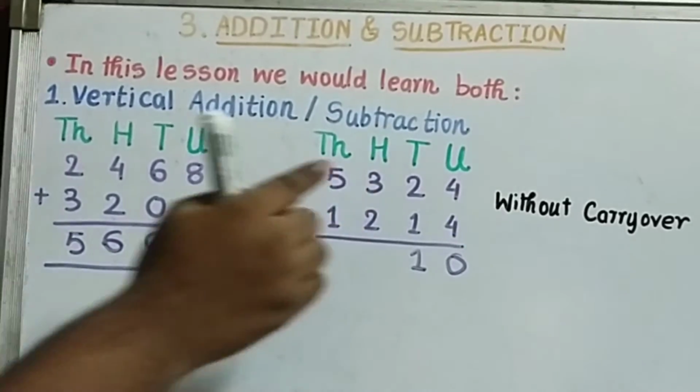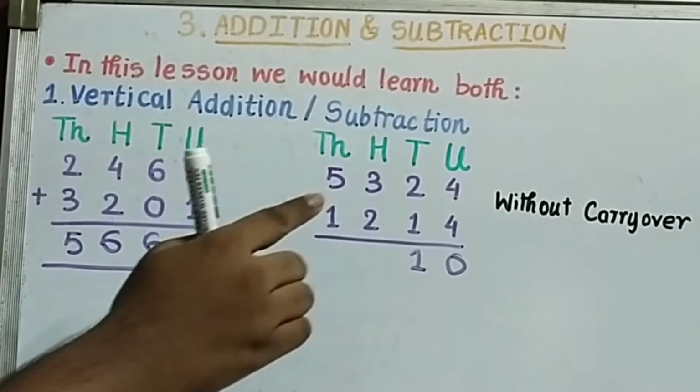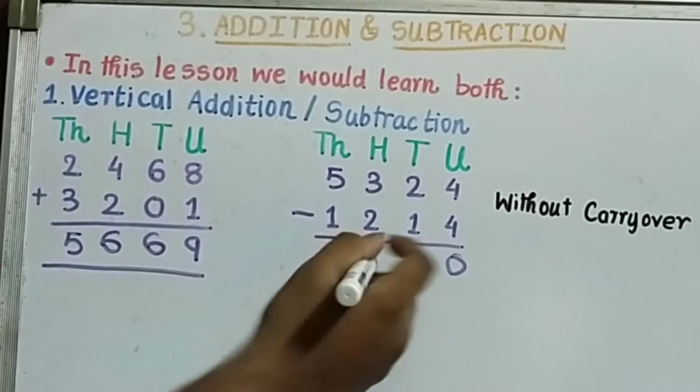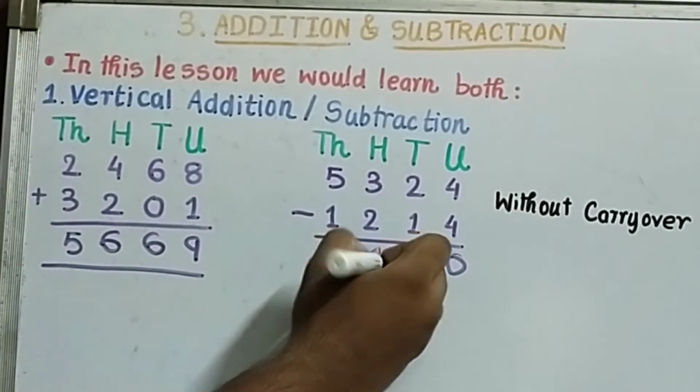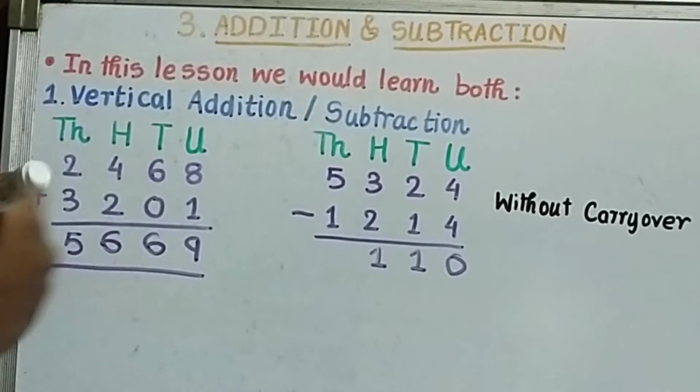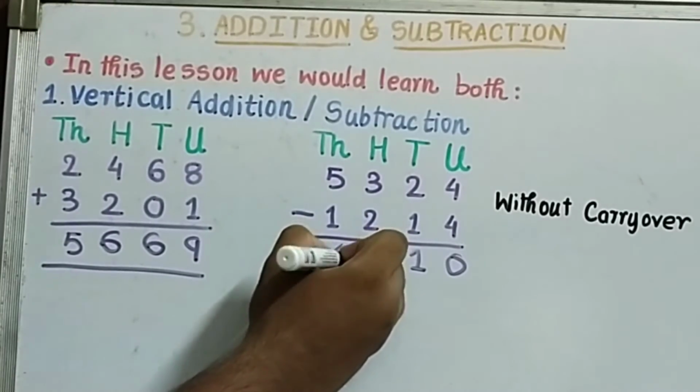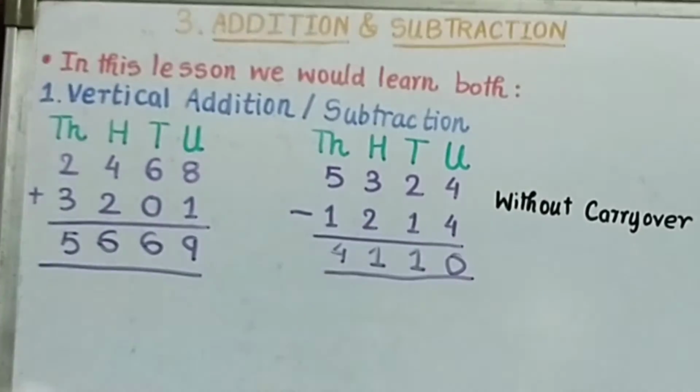The next is 3 minus 2. So 3 minus 2 gives us 1. And 5 minus 1 is 4. So this was our vertical addition without carryover.